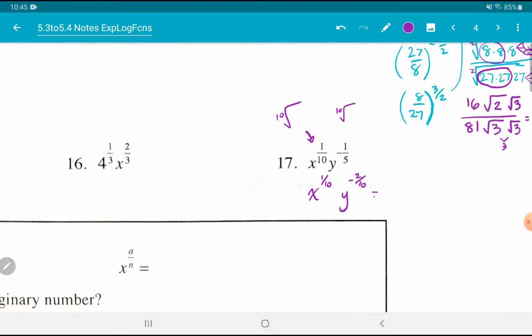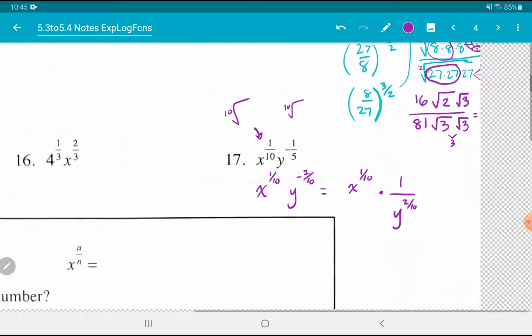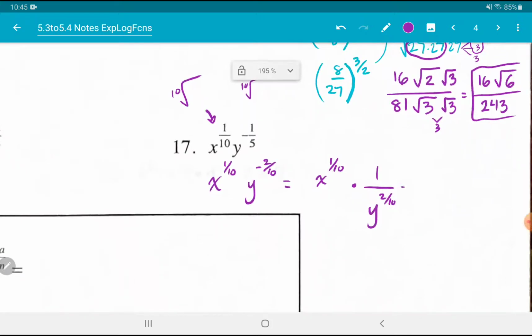All right, well, let's simplify this. X to the power of 1/10, that stays the same. Nothing much we can do with that. But if you have a negative exponent, that's the same thing as multiplying by its reciprocal. So 1 over y to the power of 2/10. Okay, and then combining all that together, what we have is x to the power of 1/10 over y to the power of 2/10.